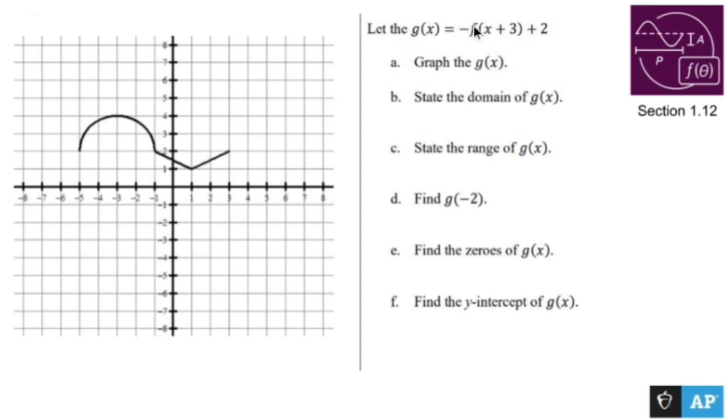First things first, you have a negative in front of f of x. The first thing that you're going to do is you're going to reflect this guy right here over the x-axis. This is called a vertical reflection. So I'm going to try to do this in one picture. Wish me luck.